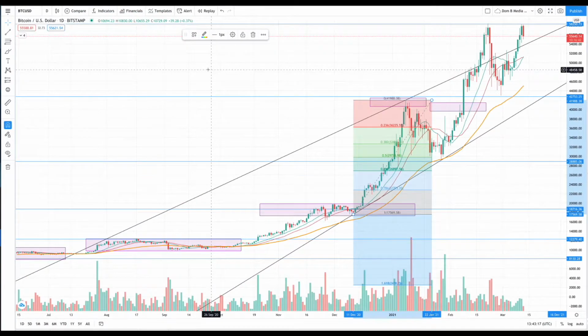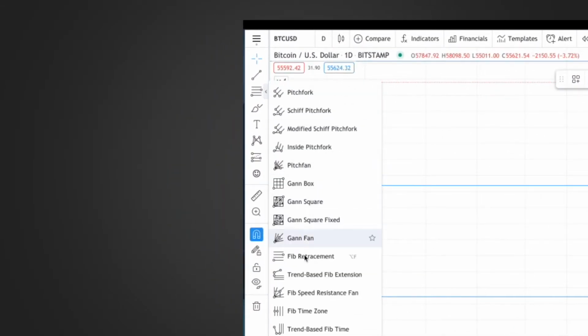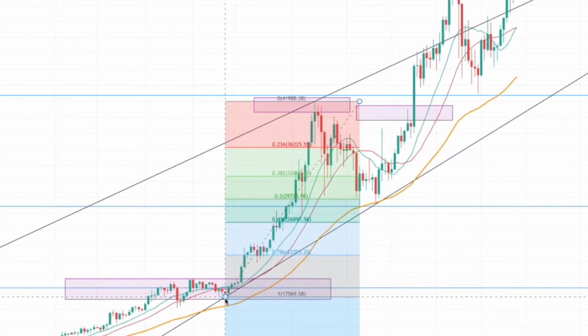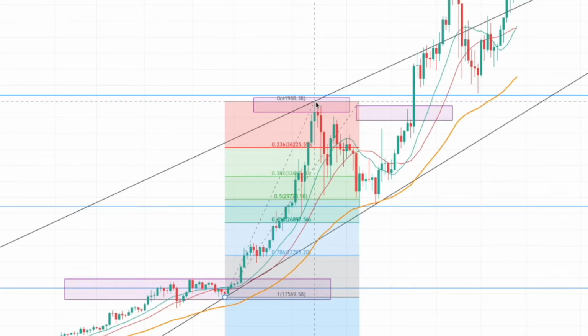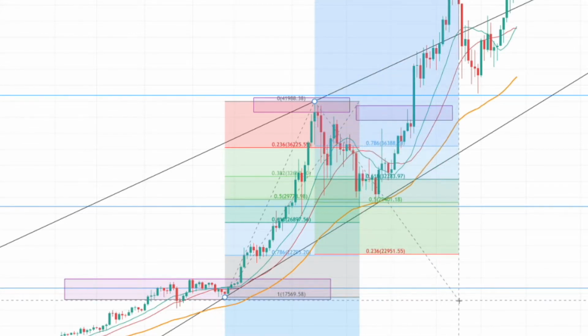So to find out how high we're going to push, we come back over to the Fibonacci tool, but rather than the Fibonacci retracement, we do the trend-based Fibonacci extension. We then go to the same point that we started with the retracement. We click on there, we go to the high, which was at 42,000, and then we bring it back down to our low, which was here.